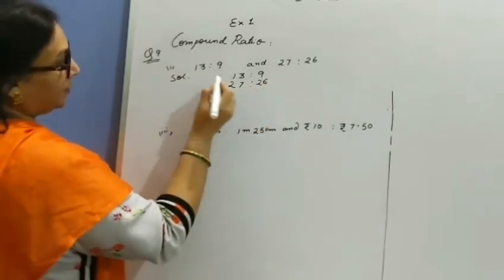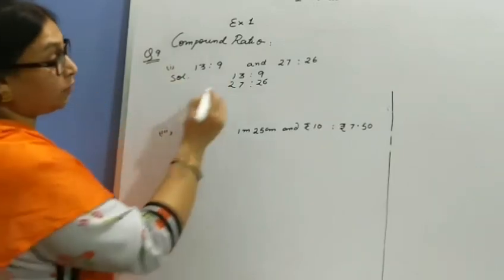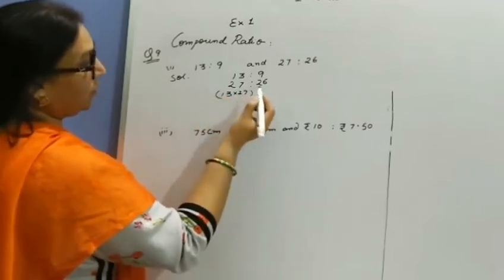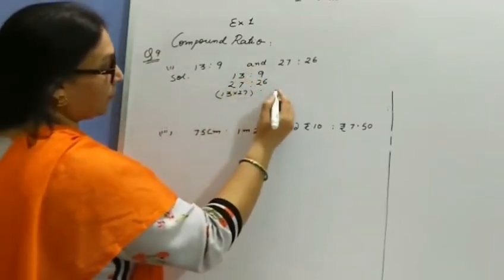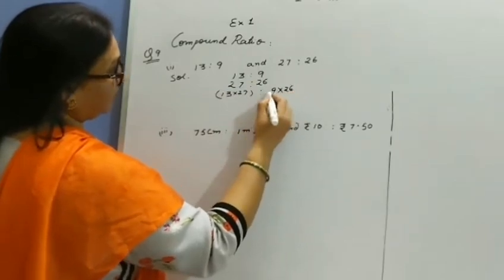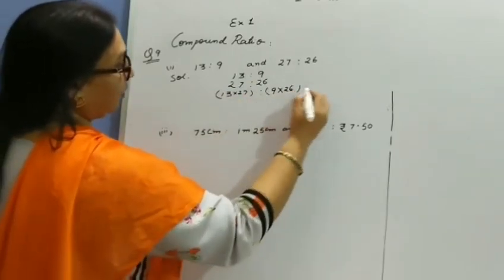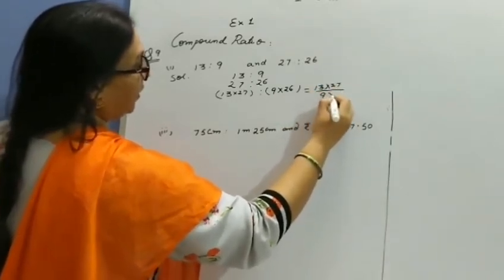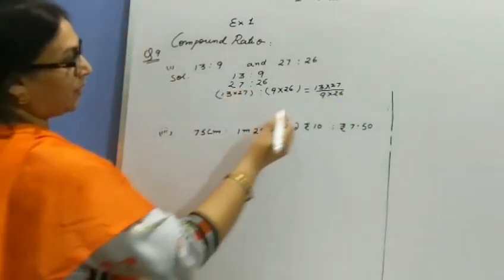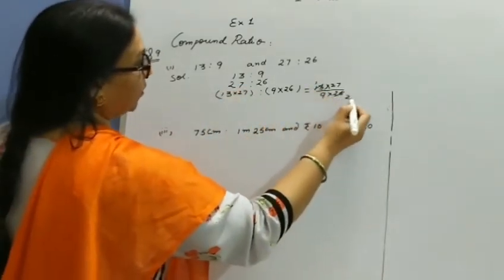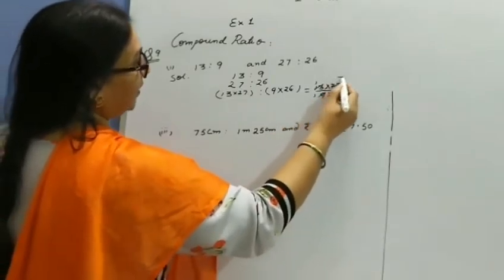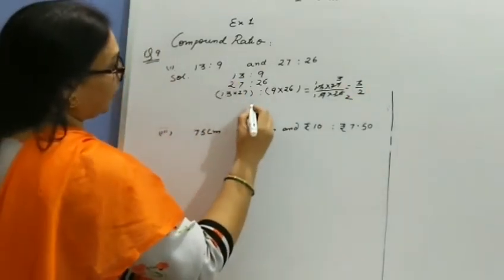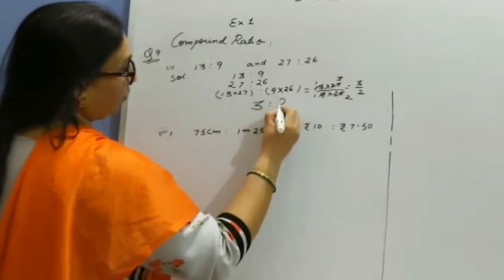Then proceed. In the compound ratio, the antecedent is the product of the two, means 13 into 27, is to the consequent, the product of the two consequents, means 9 into 26. Write it as fraction: 13 into 27 by 9 into 26 and simplify. 13 ones are 13, 13 twos are 26, 9 ones are 9, 9 threes are 27, equals 3 by 2. Hence the compound ratio of the two given ratios is 3 is to 2.